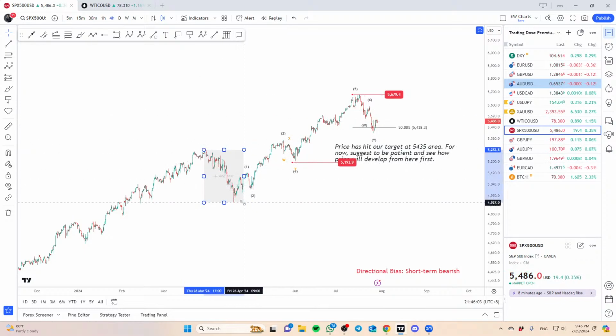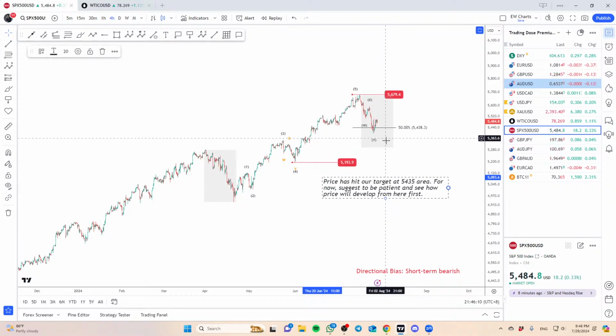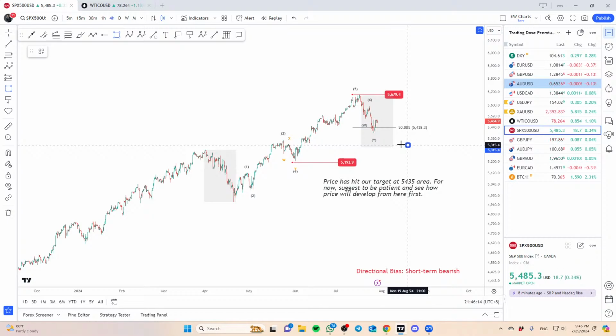Because if you look at it from a proportion perspective, you can see that this pullback, in terms of the magnitude of it, if you extend this over here, we do have a little bit more downside, right? And if that pullback were to come towards this territory, you can see the nice little confluence in terms of previous structure area as well.